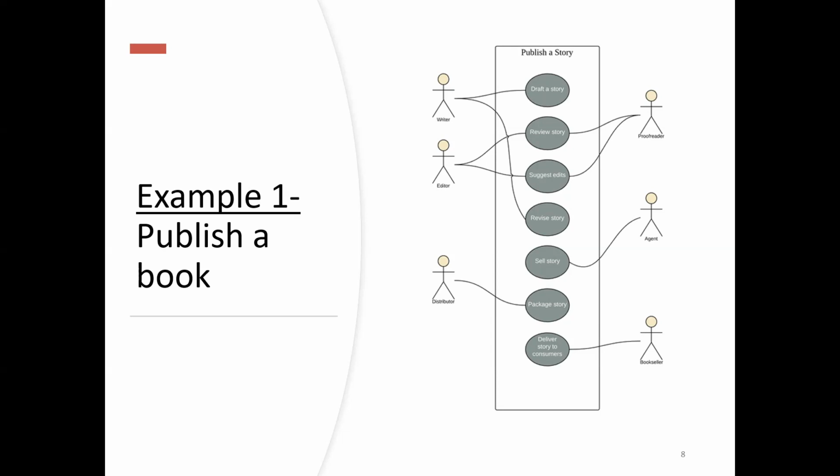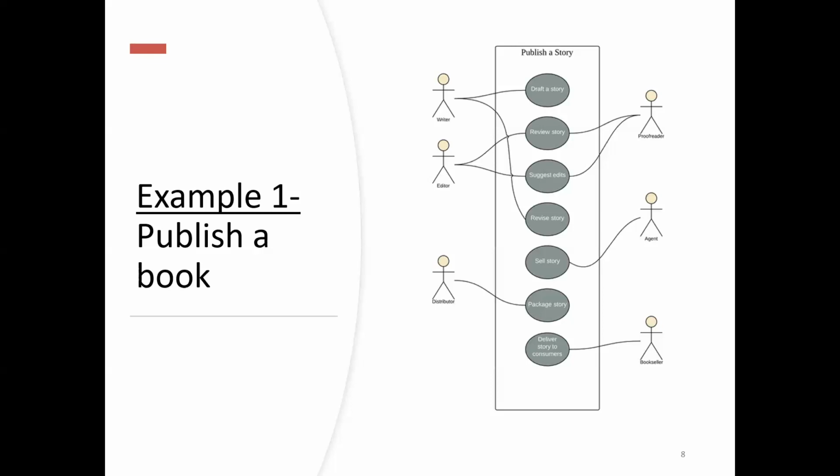that there are two types of actors, the primary and the secondary actor. The primary actors are always located on the left-hand side, whereas a secondary actor is always represented on the right-hand side. Use cases. The use cases from the diagram are draft the story, review story, suggest edits, revise story, sell story, package story, deliver story to consumers.